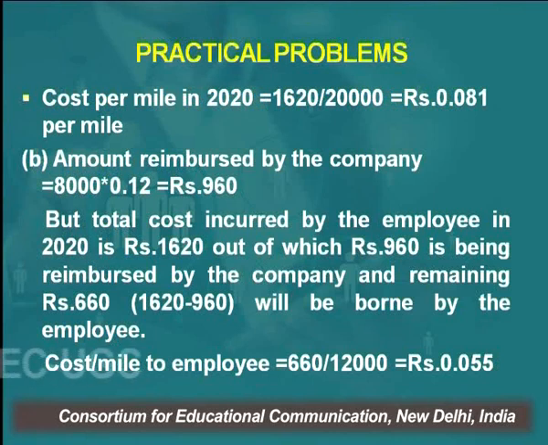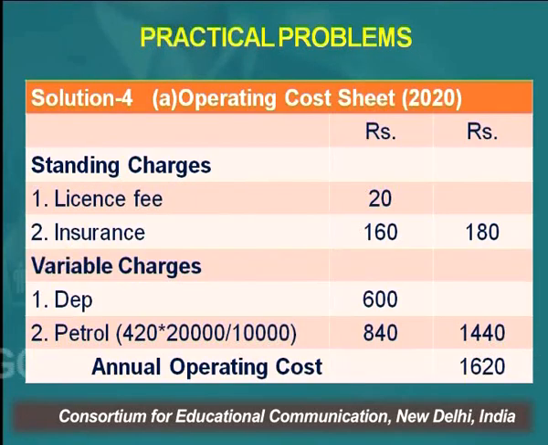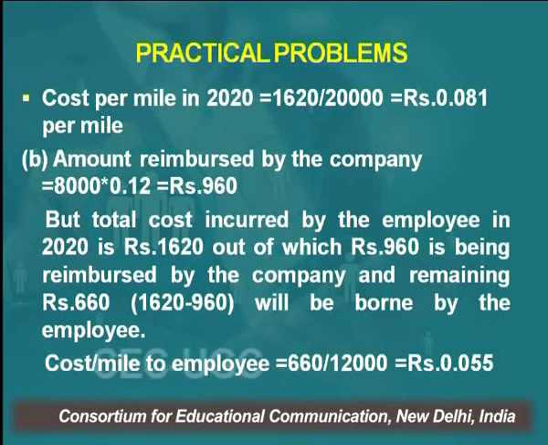So cost per mile in 2020 is 1620 divided by 20,000 kilometers, because 12,000 plus 8,000 kilometers, the total mileage is 20,000 kilometers. The operating cost is 1620. So 1620 divided by 20,000, that comes to be 0.081 per mile. That is, each mile which the automobile will travel, the cost will be 0.081. It may sound impractical, but as I have been repeating in every lecture, initially we take small figures, so the calculation remains easy.